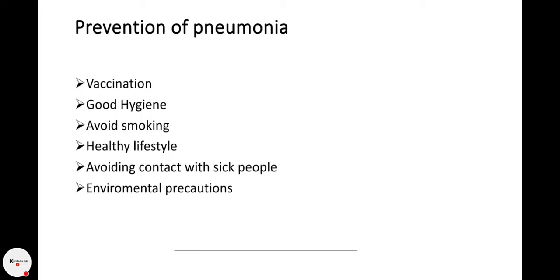Good hygiene, regular hand washing, especially before eating and after using the restroom, helps prevent the spread of germs that cause pneumonia. Avoid smoking. Smoking damages the lungs and weakens the body's defense against respiratory infections. Maintain a healthy lifestyle. A healthy diet, exercising regularly, and getting enough sleep strengthen the immune system.